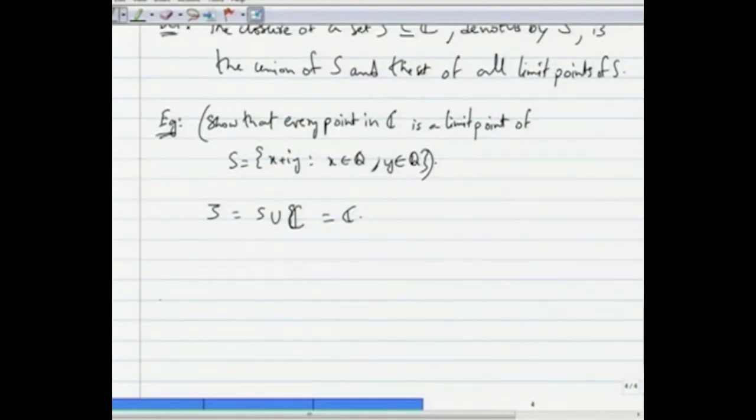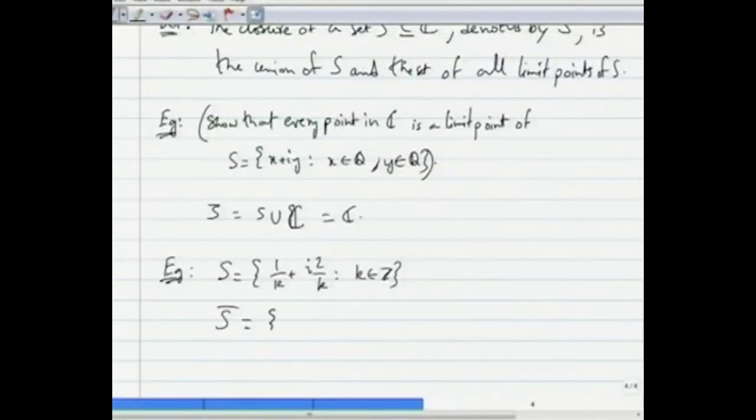And in the earlier example, S was the set of all 1 by k plus i times 2 by k, such that k belonged to the set. The closure of S: there is only one limit point to S, namely 0, that we have shown. So, S closure is going to be 1 by k plus i times 2 by k, such that k belongs to Z, and union the point 0. That is S closure.